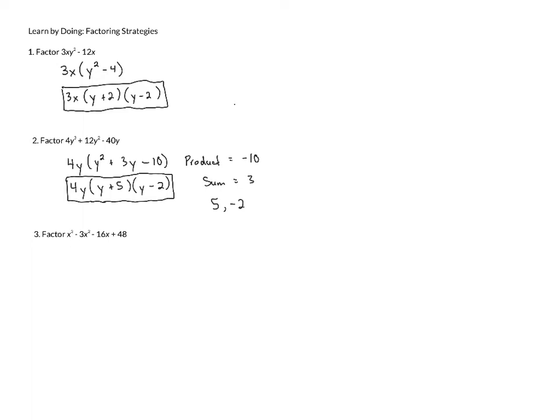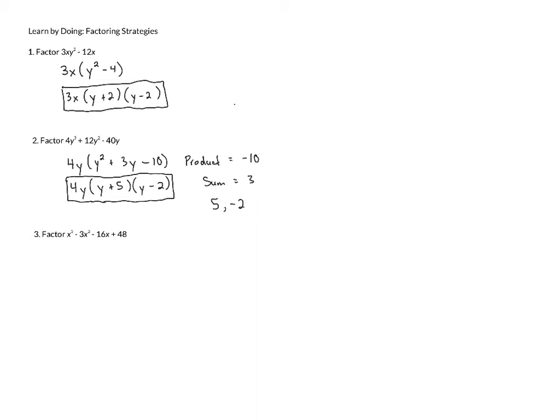Factor x cubed minus 3x squared minus 16x plus 48. Is there a GCF that we can factor out here? No, in this case, there's not a greatest common factor that we can pull out. x cubed and 48 don't have any common factors other than 1, and pulling out 1 doesn't help, so we move on to choose a factoring method. Which factoring method should we choose here?